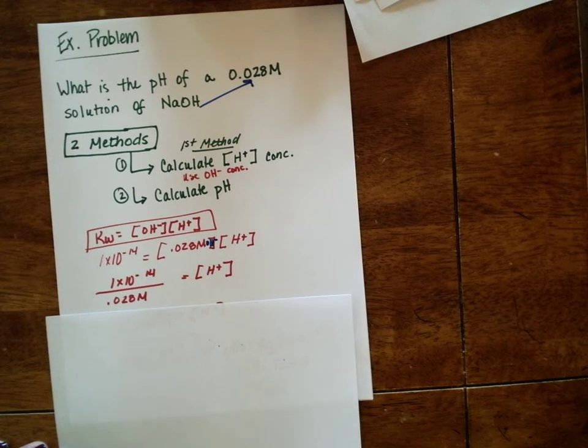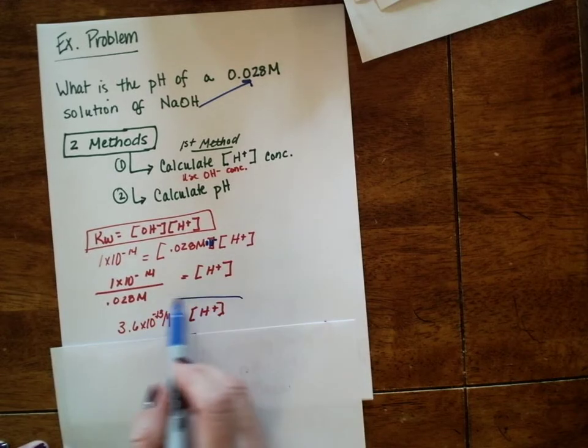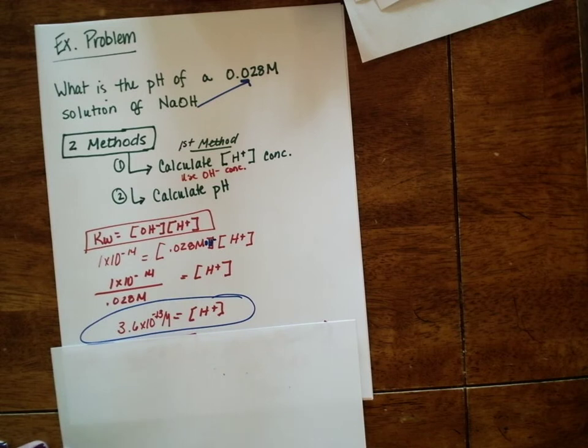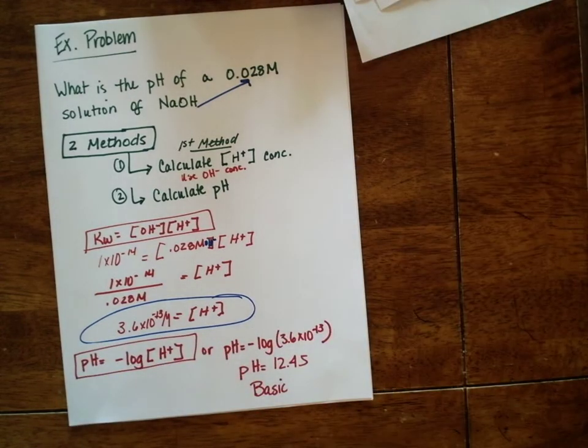So if I manipulate my math and figure out what my H plus is equal to, I find that my hydronium ion concentration is 3.6 times 10 to the negative 13th molarity. I now have my hydronium ion concentration. I can plug that into my pH log and figure out my pH. So pH is equal to the negative log of my hydronium ion concentration, or pH equals negative log of 3.6 times 10 to the negative 13th molarity H plus, pH equals 12.45.